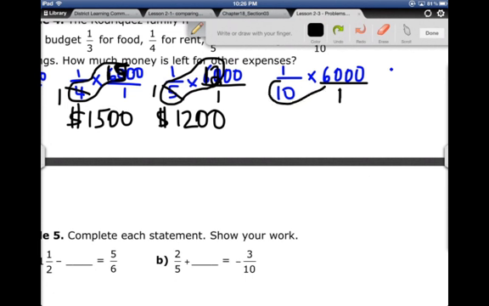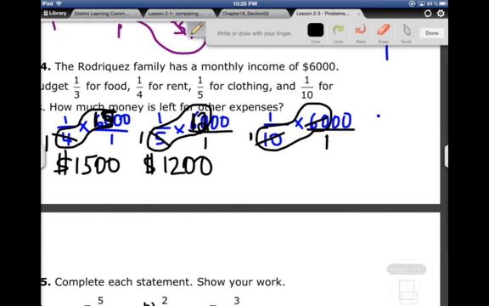What do 10 and 6 have in common? Nothing. But 10 and 60, I can divide by 10. All right, so that becomes a 1, and that becomes a 6. I need a little bit more room. There we go. So what we're looking at is $600.